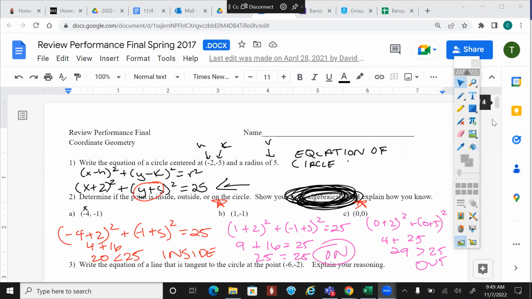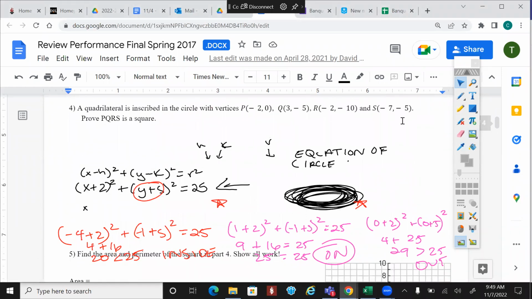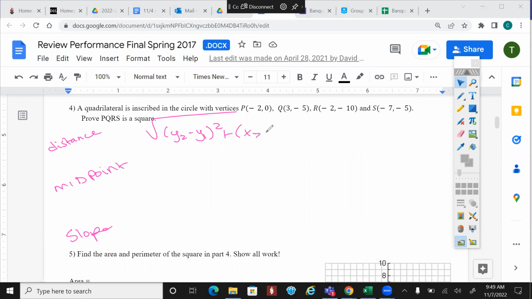Okay, so we're going to go ahead and scroll down. I'm going to skip over 3. We're going to go to 4 really quick, and then we'll come back to 3 in just a second. Okay, so on number 4, a quadrilateral is inscribed, and we're going to prove that it's a square. But what formulas are we going to use for this one? Distance, midpoint, and slope.